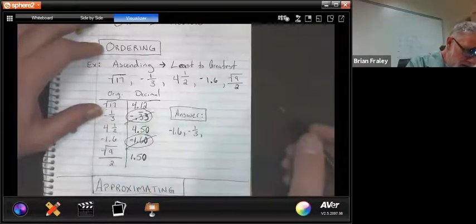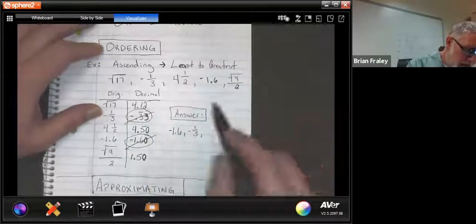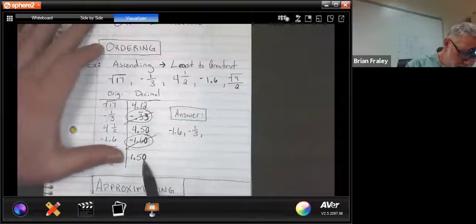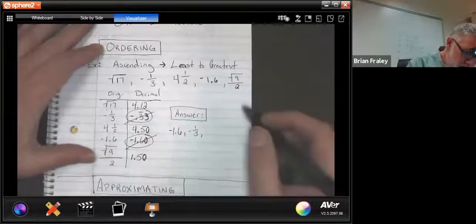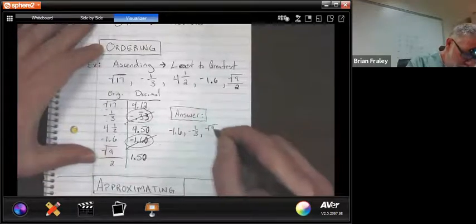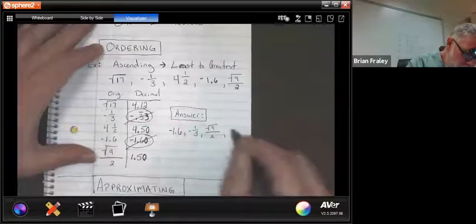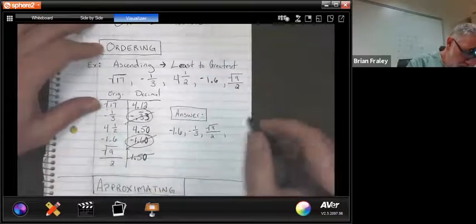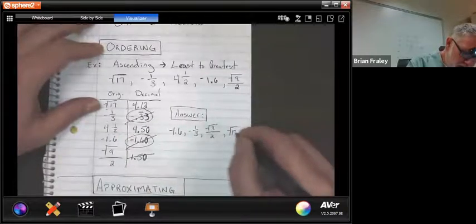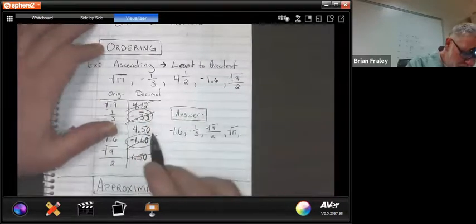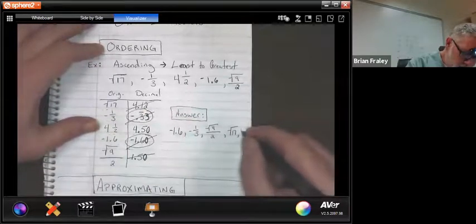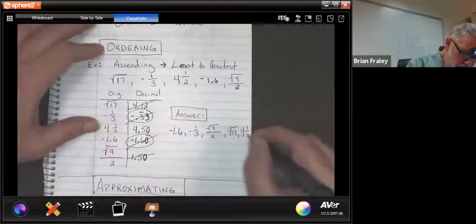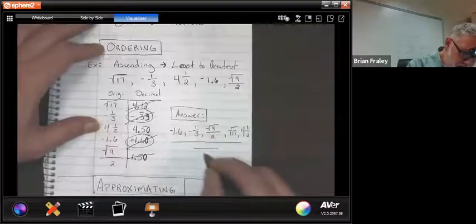Then after that, we go to the smallest positive. So we're thinking correctly again. We're not reversing our thinking, which is square root of 9 over 2, $1.50. Then we got $4.12, which is the square root of 17. And then we've got $4.50, which was 4 1/2. And there's my answer.